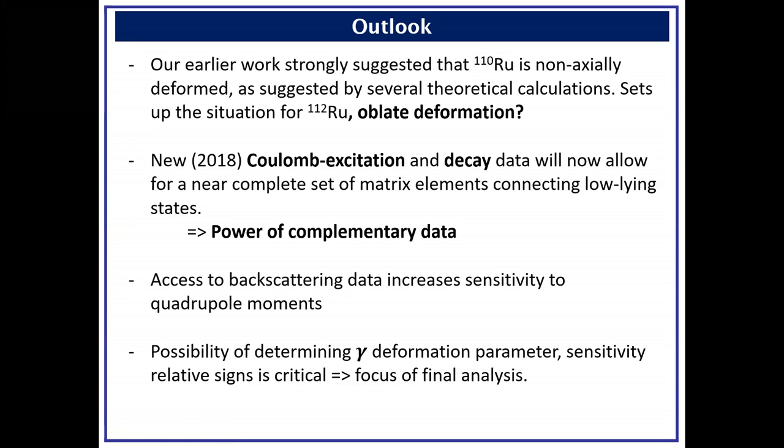With these, we have the same as before. We have access to backscattering data, hopefully, as long as we don't have more Chico contamination, with the possibility of determining these gamma parameters for these nuclei.